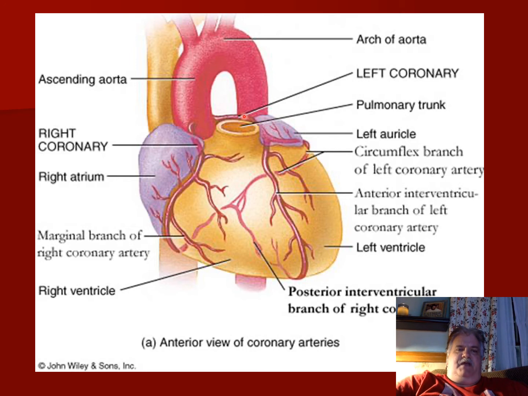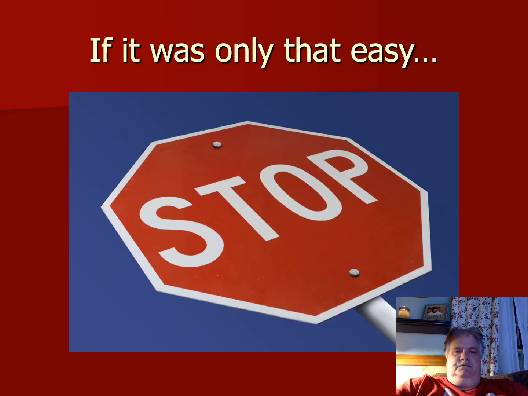But at that bifurcation, the left coronary artery goes into the circumflex and catches all of the left lateral wall of the left ventricle. Now notice I didn't talk about the posterior wall or the inferior wall, because there's a catch. Well, if it was only that simple.